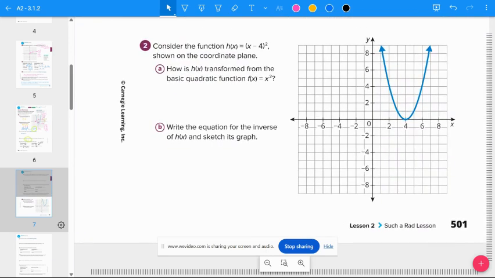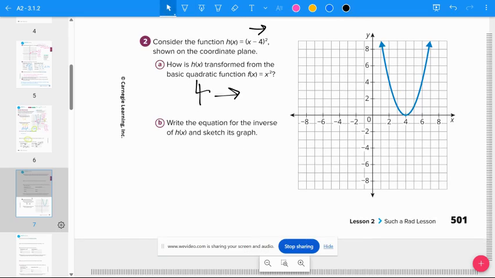It says, consider the function h of x equals x minus 4 squared. So again, this is a quadratic, so it's a parabola. -4 actually means that we're going to the right. And that's exactly what happened on our blue drawn parabola. How is h of x transformed? We said 4 to the right. Write the equation for the inverse of h of x and sketch its graph.